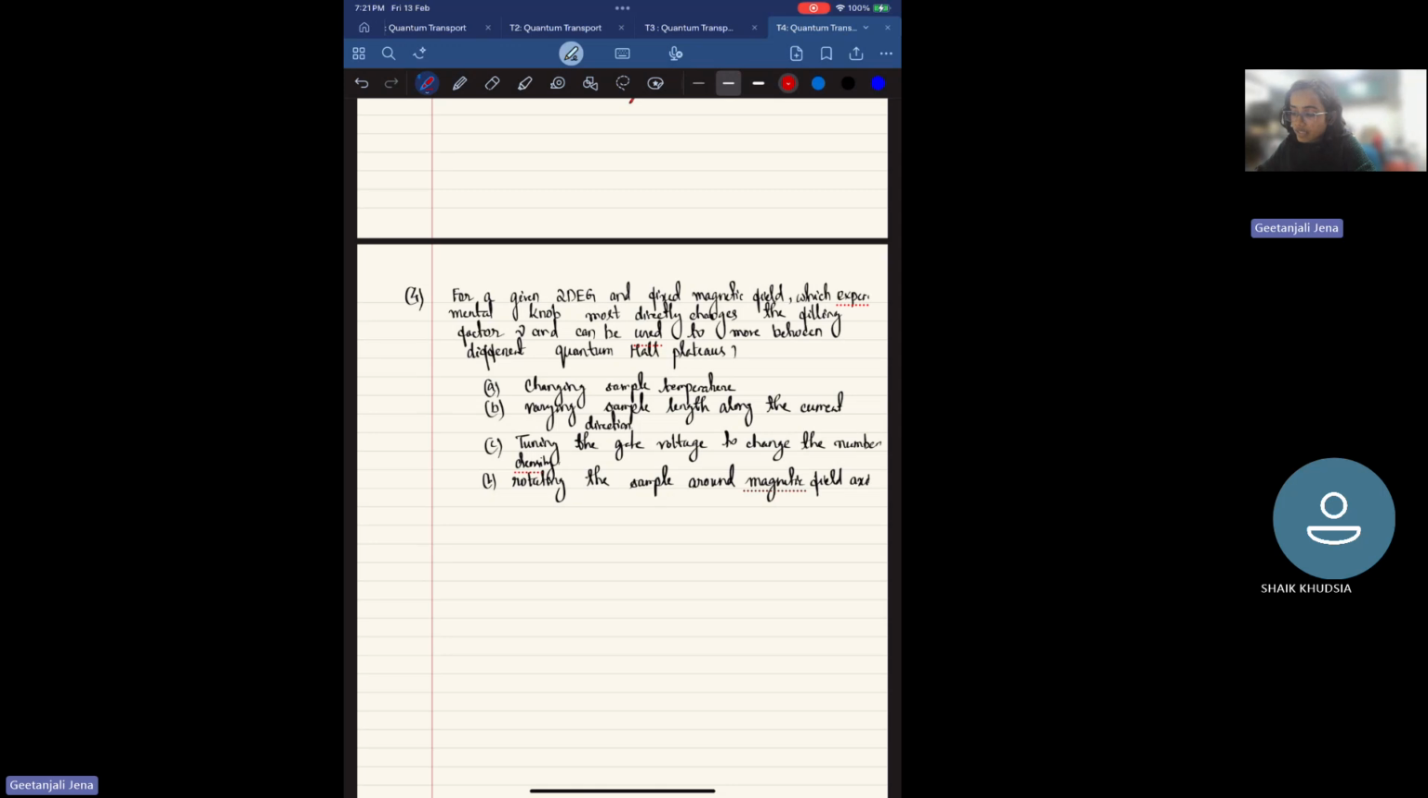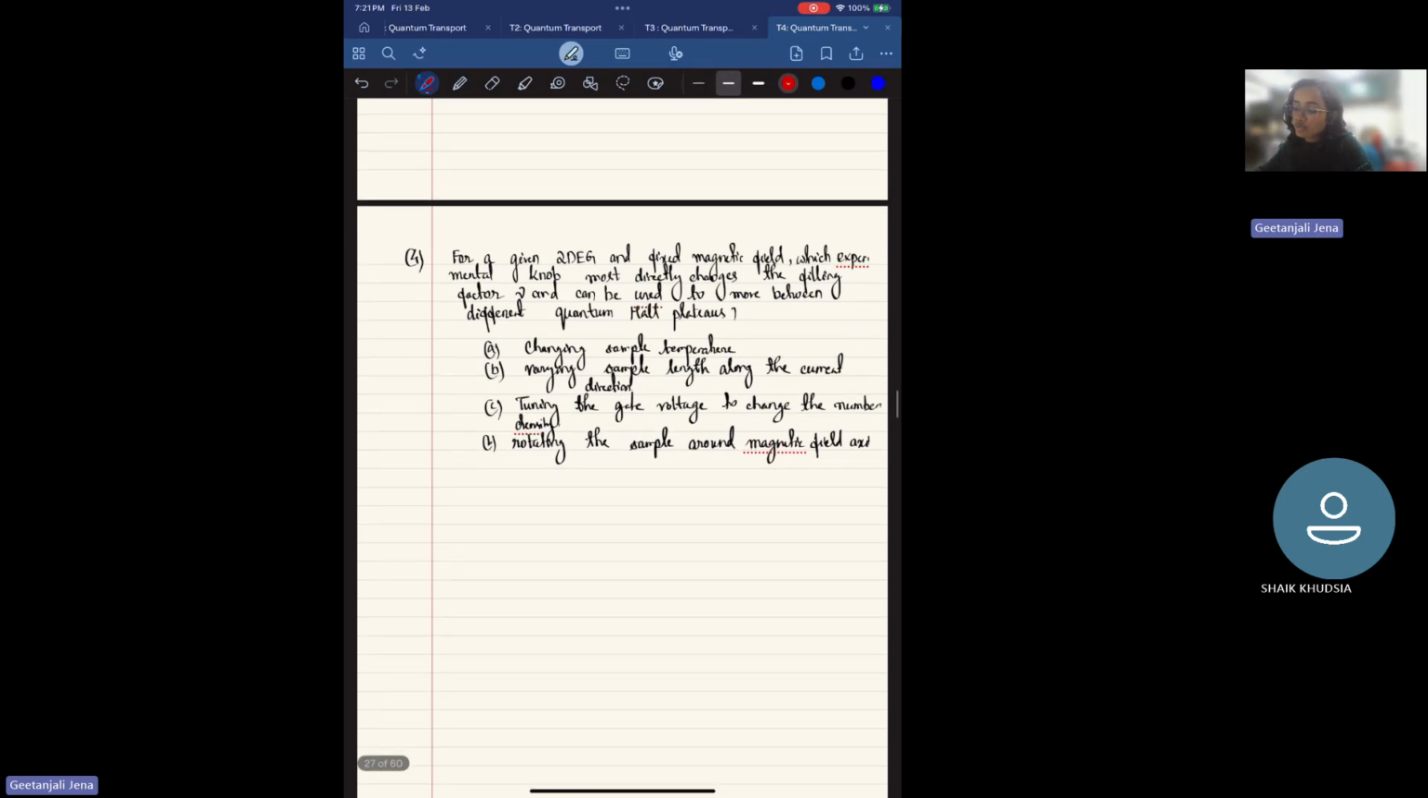Option B, varying the sample length along the current direction. So it's not correct. Varying the sample length along the current direction won't change the plateau level. To move between different plateau levels, we are changing the filling factor. So nu is n_s h by eB, and for a given magnetic field, the filling factor is directly proportional to the electron density.